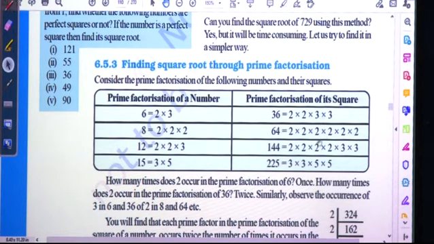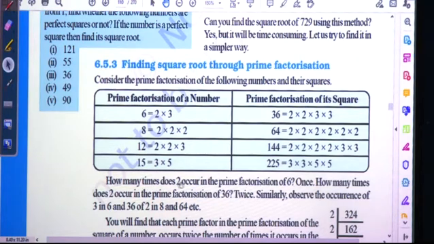And we know how to find the factors by the prime factorization method. Similarly, 8 square is 64, and the prime factors of 64 are 2 into 2 into 2, how many times? 6 times 2 is present. Similarly, 12 square is 144, and the prime factors are in front of it. 15 square is 225, and the prime factors are in front of it.